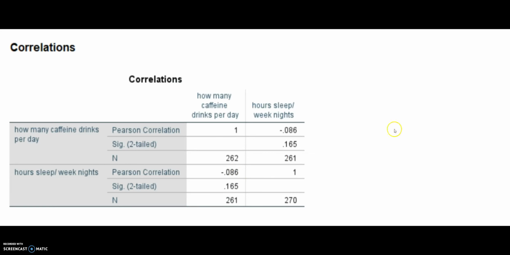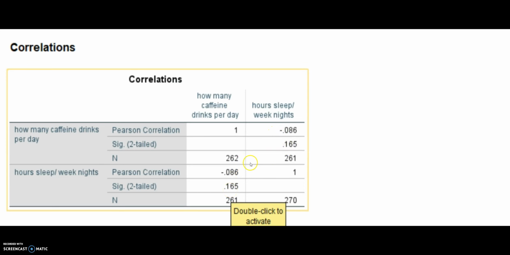Okay, so we'll cross caffeine, 0.86. It's negative 0.06, which means that there's a weak relationship between caffeine drinks and weeknight sleep.